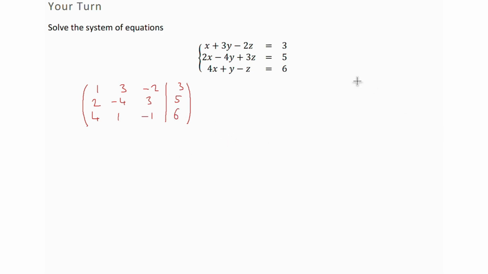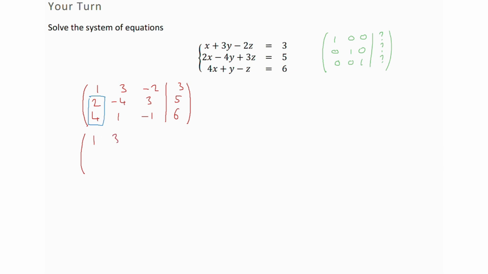And remember, what we are trying to achieve at the end is something of the form 1, 0, 0, 0, 1, 0, 0, 0, 1, and then values here which tell us the answers. And we're going to do this attacking one bit at a time. We're going to start by going at those.